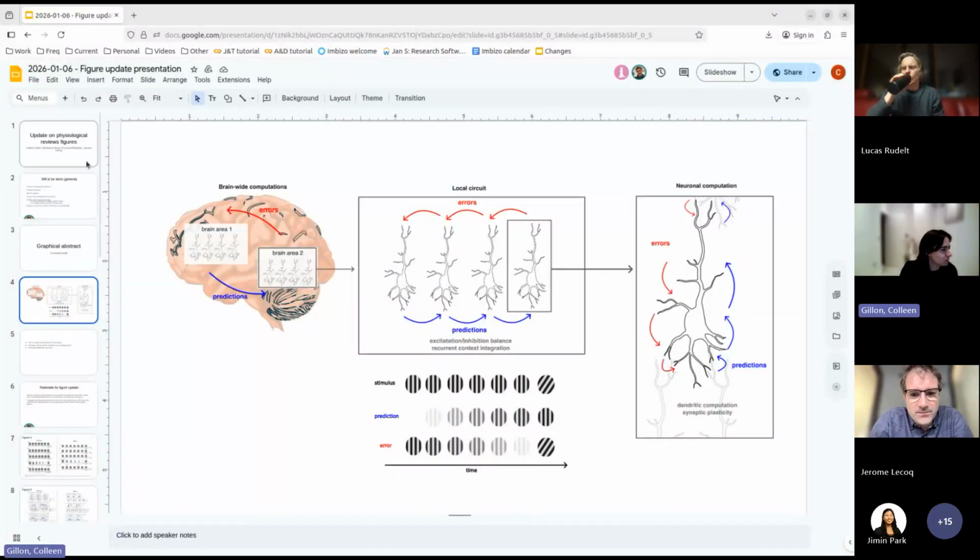Okay, hopefully it's sharing now. Yeah, we see the Google Slides view. Great.